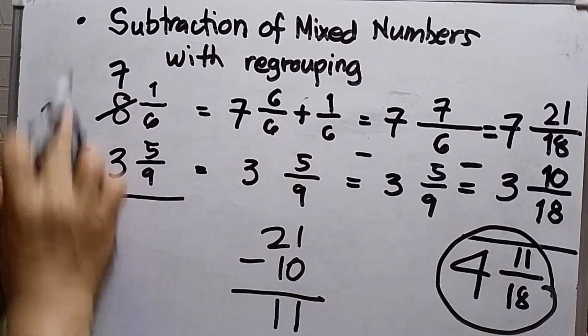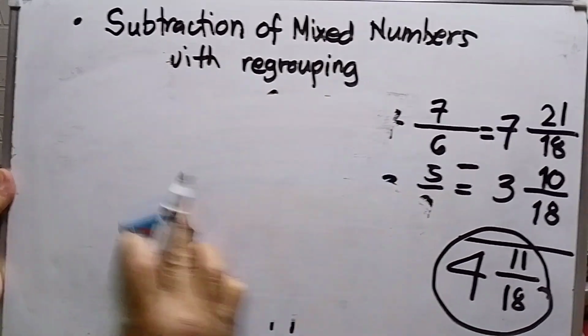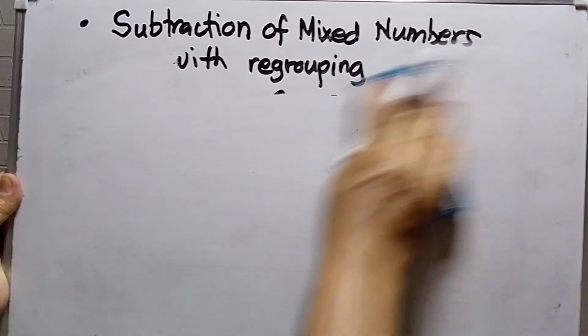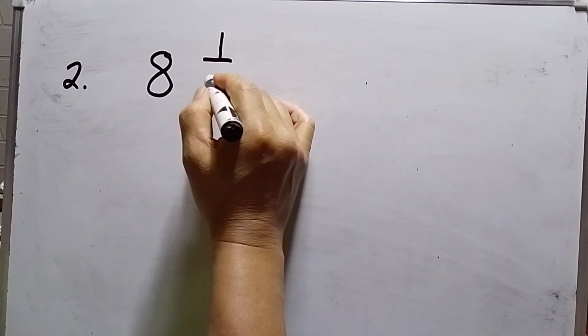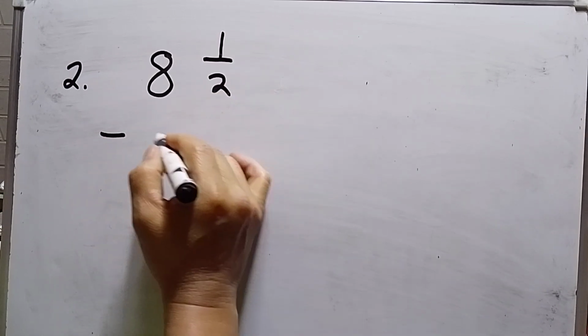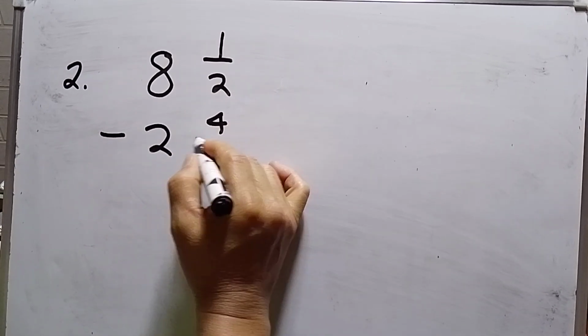Now I will give you number 2. As I said, this is your task. Write your answer in the comment. So number 2 is 8 1/2 minus 2 4/5.